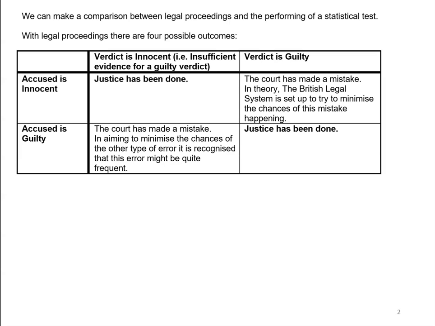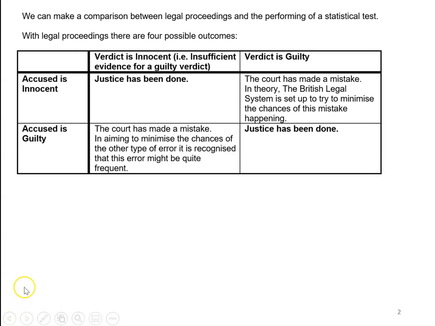If, on the other hand, the accused person is guilty and the verdict is innocent, then the court has made a mistake. And in aiming to minimise the chances of the other type of error, it's quite likely that this mistake may be made quite frequently. If the accused is guilty and the verdict is guilty, then we're happy.